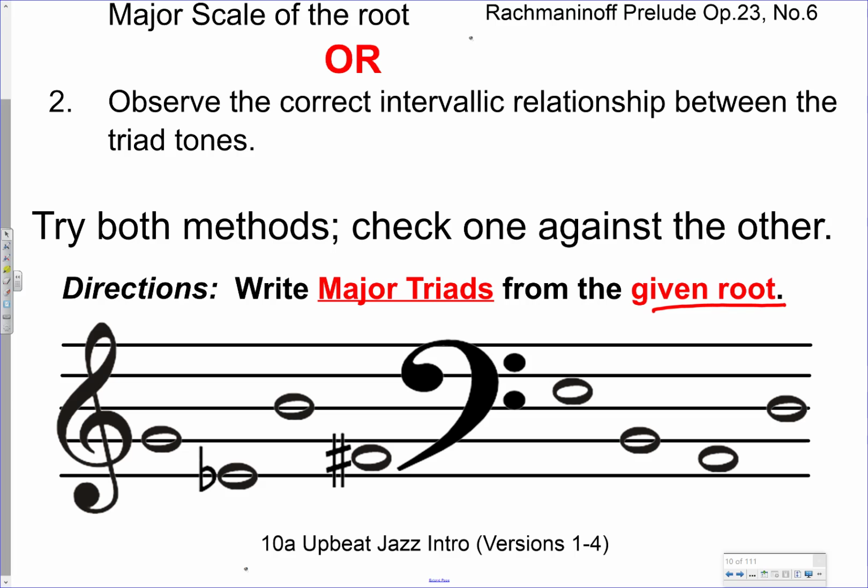Let's do the first one together. It looks like I want to construct a G major triad, because I know that this G is the root. From root to third, it must be a major third for a major triad. So G up to B would be a major third. From third to fifth, it must be a minor third. So from B to D is a minor third. We have just constructed a G major triad. You will need to try to construct major triads from the given roots for the other examples. Good luck!